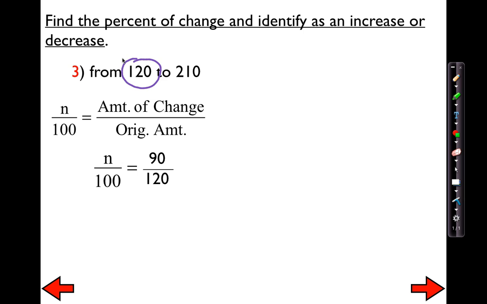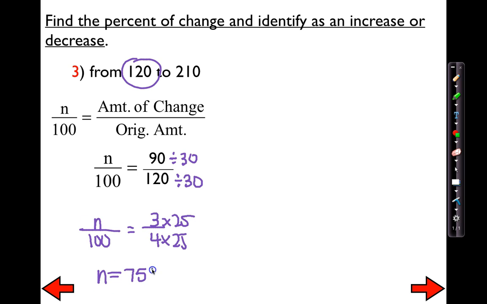Now before you do anything, it would be helpful if you reduce this. I notice I can divide both of them by 30, so I'm going to go ahead and do that. So it's going to leave me with n over 100 equals 3 over 4. Now this makes things a little bit more simple. Why? Because then I can see easily 4 times what is 100 is just 25. So what's my percent? My percent is going to be 75%. And because it's going up, it's going to be a 75% increase.